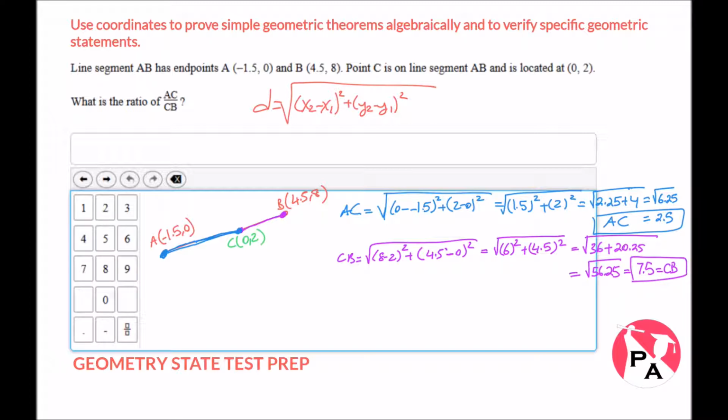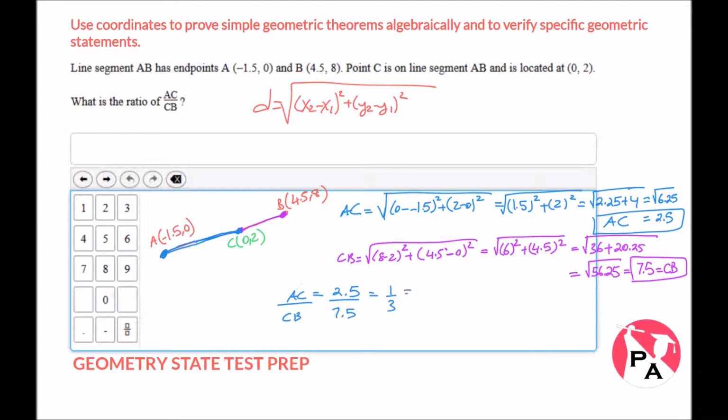Now, the question was finding the ratio of AC over CB. Now I know what AC is equal to. AC is 2.5 divided by CB, and I know CB is 7.5. So now you can write this as your final answer. You can write it as 2.5 over 7.5, but if you simplify, you get 1 over 3.